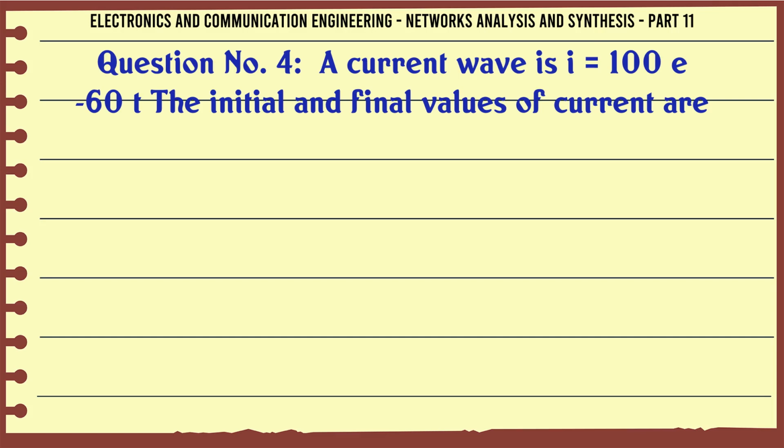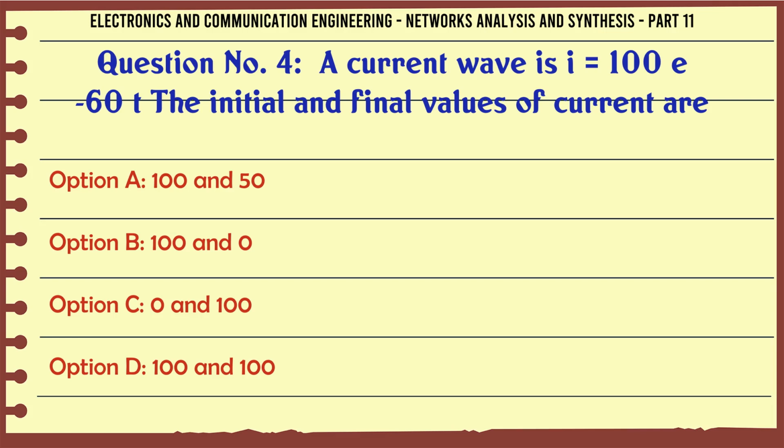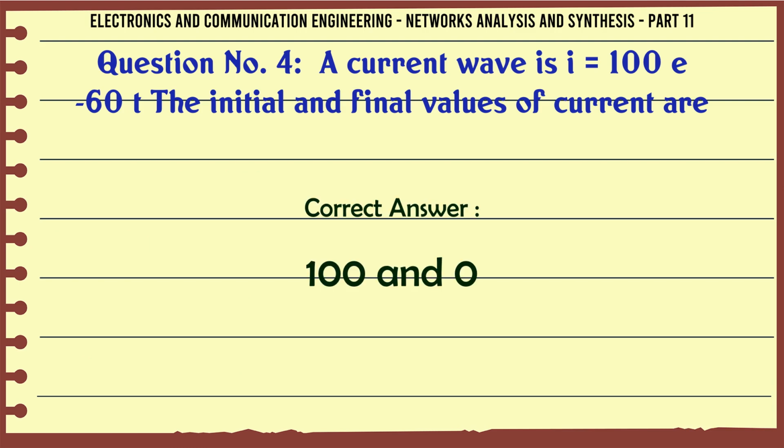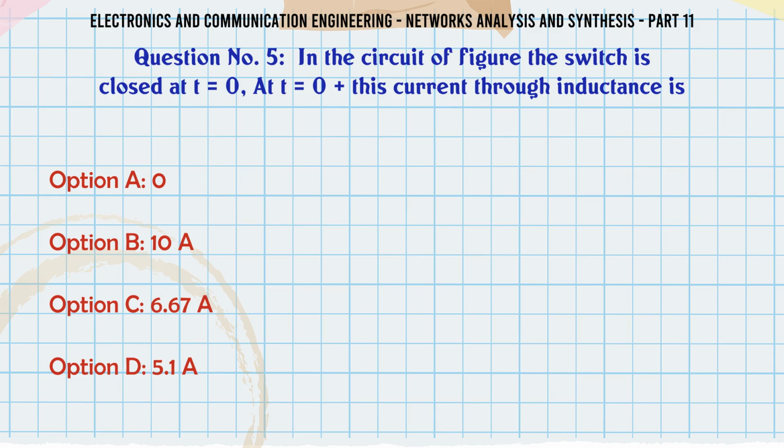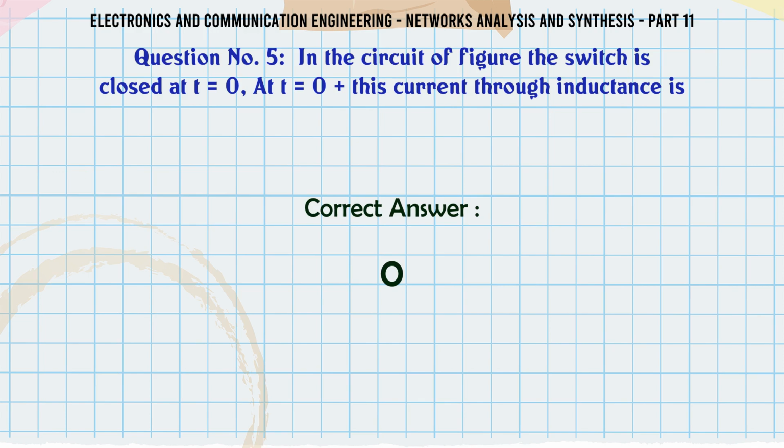A current wave is i = 100 e^(-60t). The initial and final values of current are A 150, B 100 and 0, C 0 and 100, D 100 and 100. The correct answer is 100 and 0. In the circuit of the figure, the switch is closed at t = 0. At t = 0+, the current through the inductance is A 0, B 10 A, C 6.67 A, D 5.1 A. The correct answer is 0.